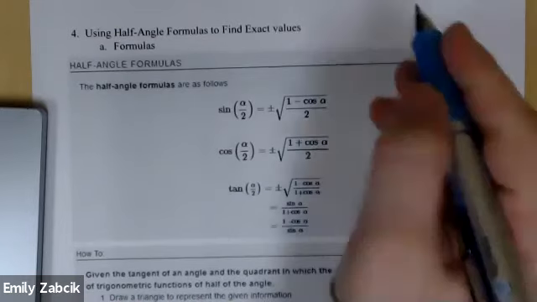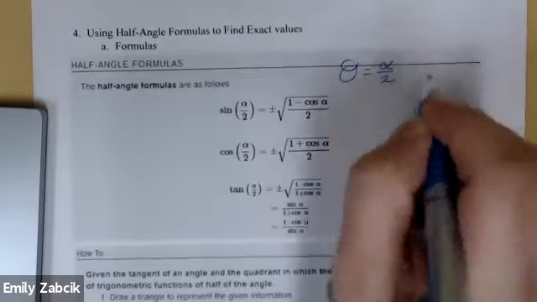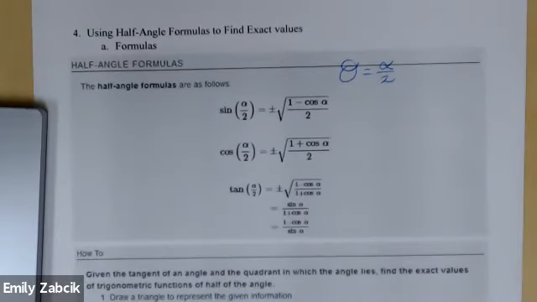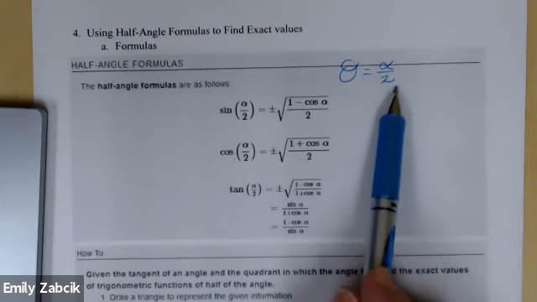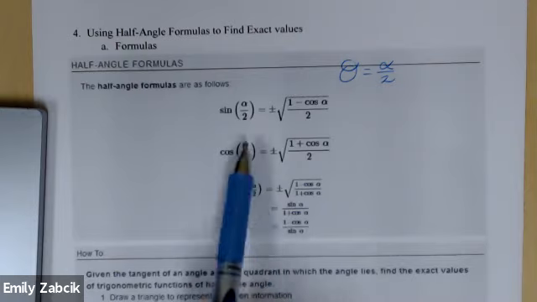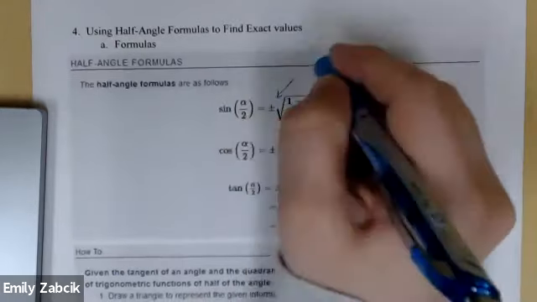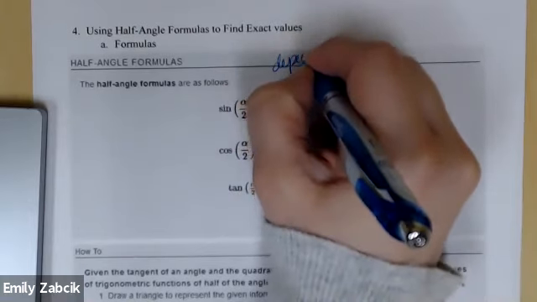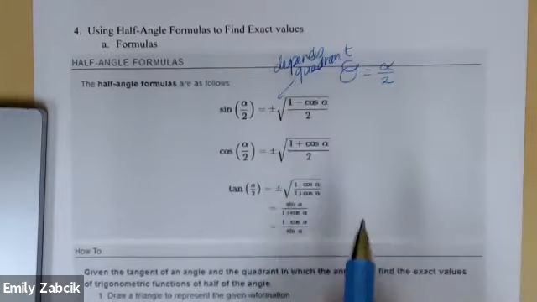within your textbook. And what they're doing is they're letting theta be equal to alpha over 2. And so if we can take any angle and turn it into a division by 2, then we can utilize or output these in order to find its exact value. Now, you'll notice that these have the plus or minus, and we talked about this last time. This depends on the quadrant that you're in, and we're going to see this as we move forward.